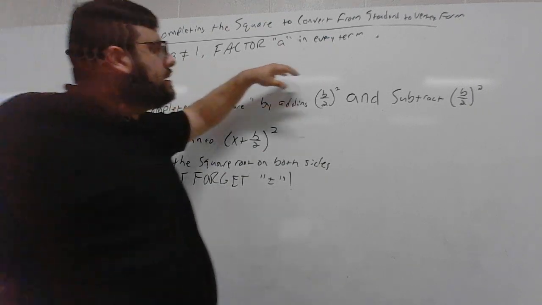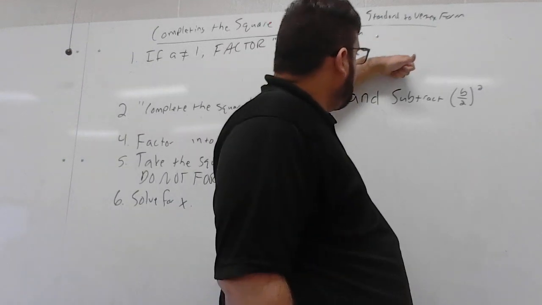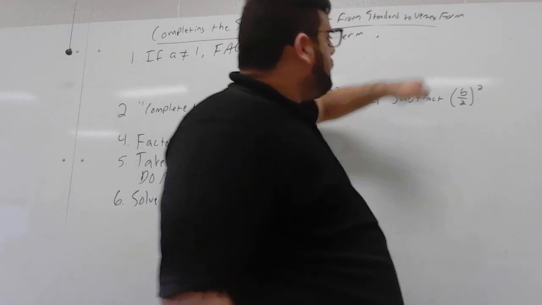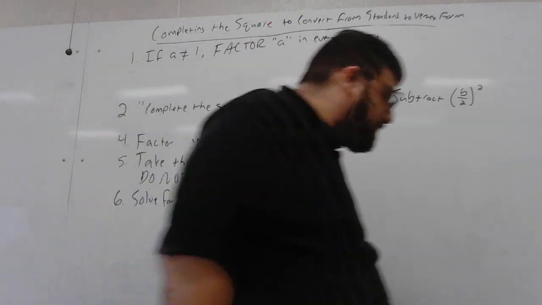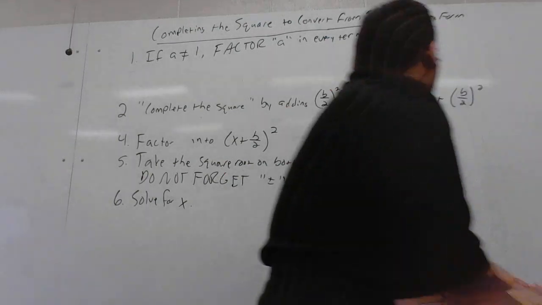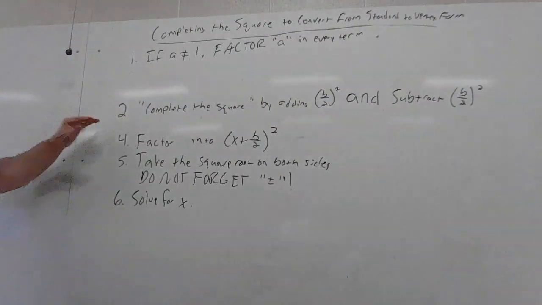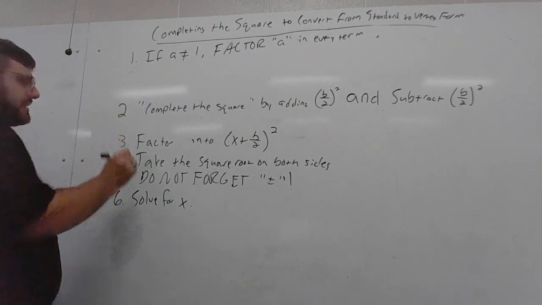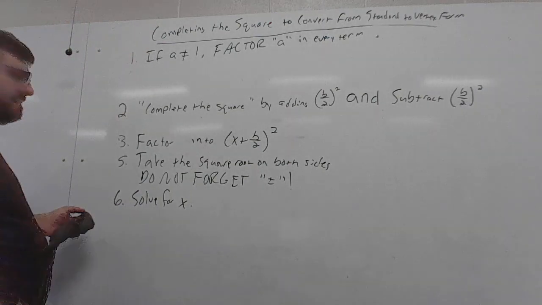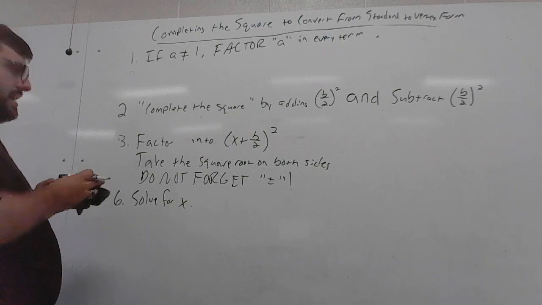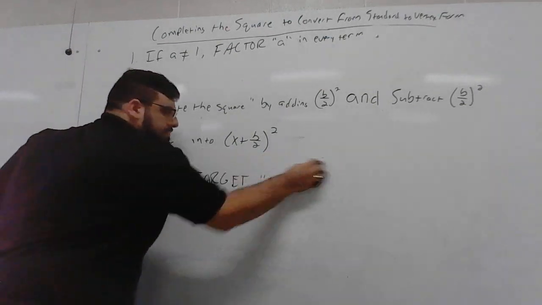All right? And we're subtracting b over 2 squared to keep it balanced, because I can't just add something to an expression. I have to add and subtract it to keep it balanced, like I would an equation. Step 3, you're still going to factor into the perfect square trinomial.